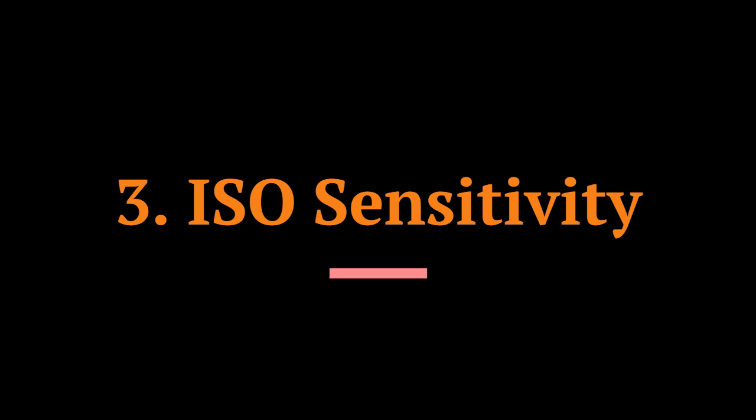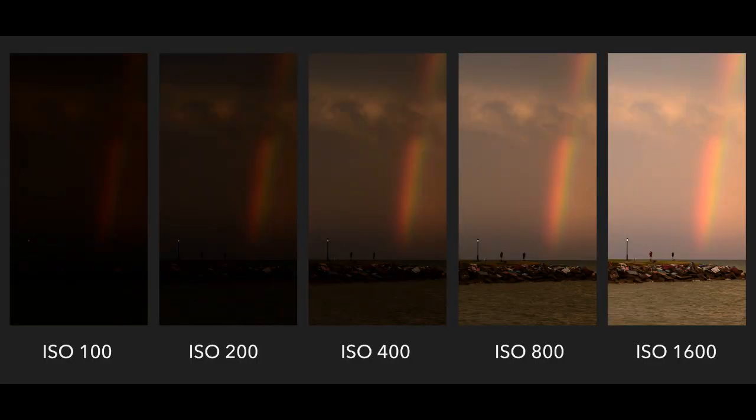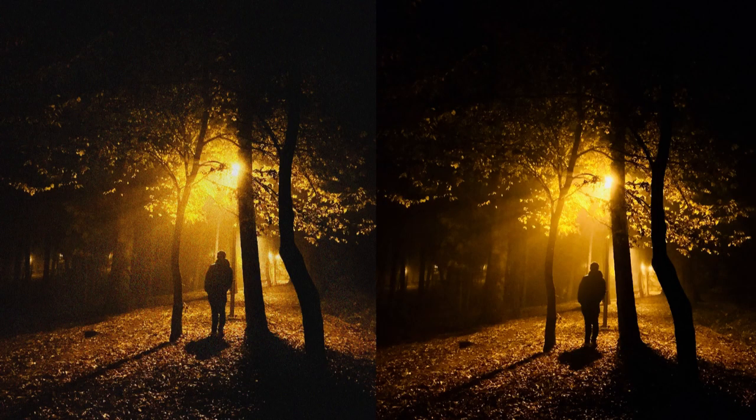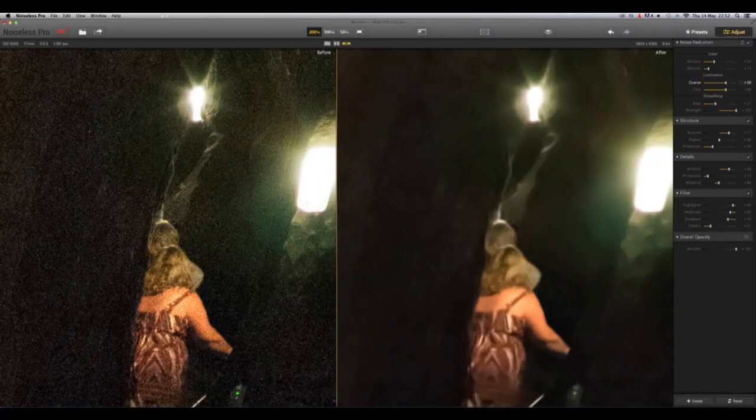3. ISO sensitivity. ISO measures the camera's sensitivity to light. A lower ISO setting, for example ISO 100, is ideal for bright, well-lit conditions, while a higher ISO setting, for example ISO 1600, is useful in low-light situations. However, higher ISO values can introduce digital noise into the image. Find a balance between ISO sensitivity and image quality based on the available light and desired image outcome.